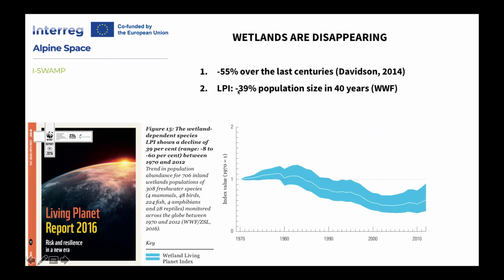For example, there is this Living Planet Index that is made by WWF that showed that the vertebrates, so for example, amphibian species, mammals, birds, etc., that live in wetlands lost about 40% of their population size on average, obviously, in the last 40 years. So the situation is quite grim. And the same can be said, obviously, also for the Alps.